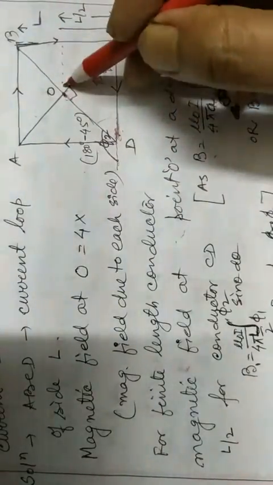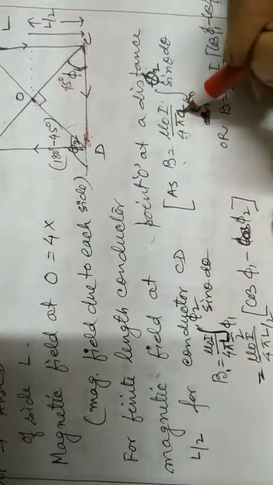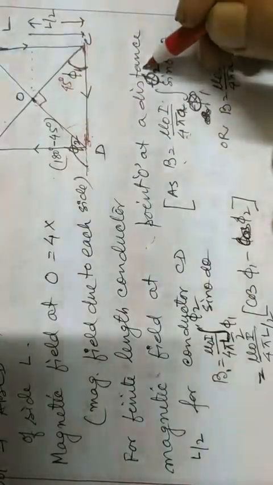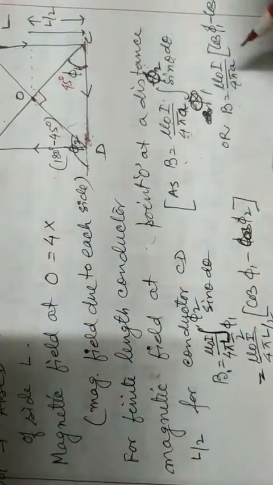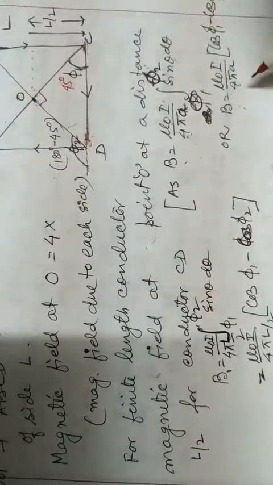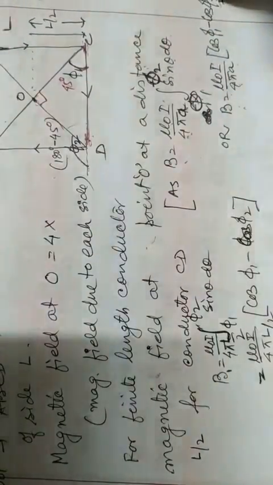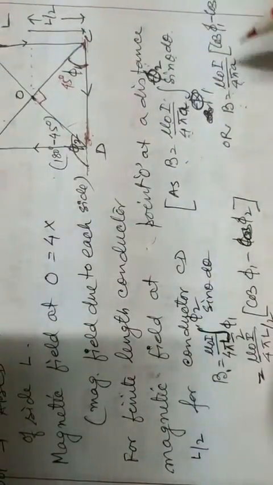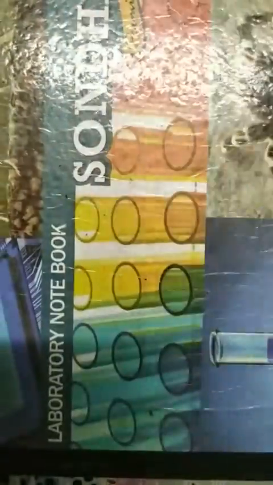Therefore, for this CD part at O, the magnetic field will be equal to mu 0 I by 4 pi A, integral from phi 1 to phi 2. By integration, B is equal to mu 0 I by 4 pi A times (cos phi 1 minus cos phi 2). Now phi 1 we write as 45, phi 2 is 180 minus 45. By putting these values we can get the result.